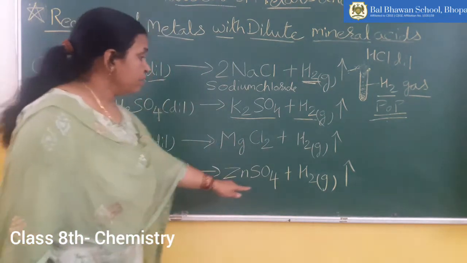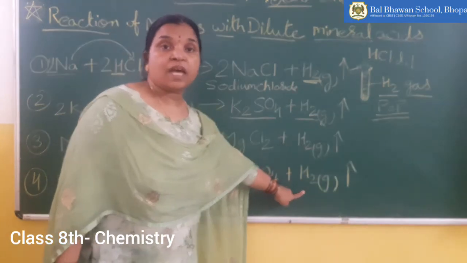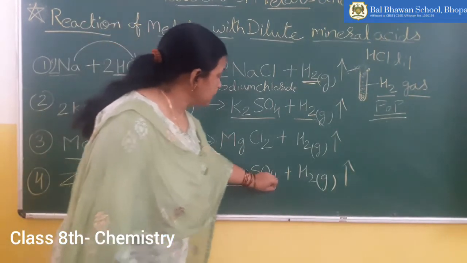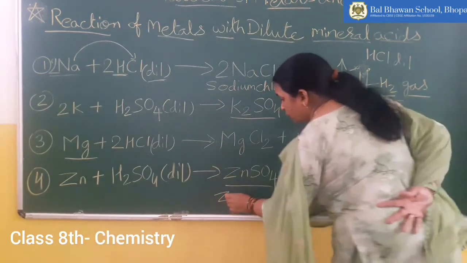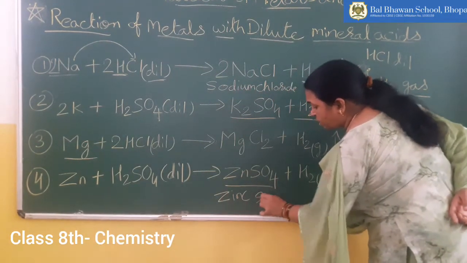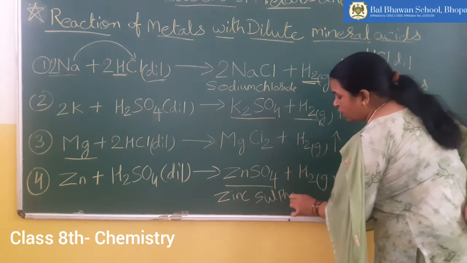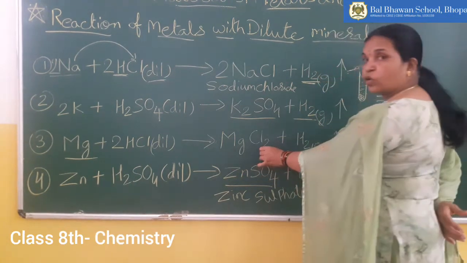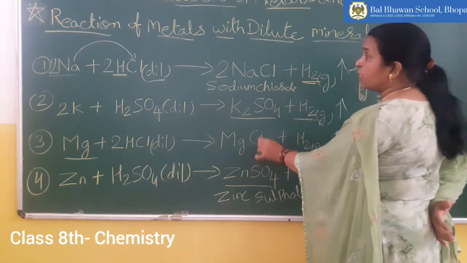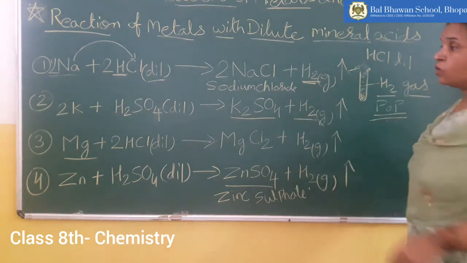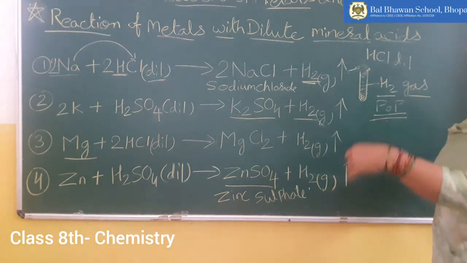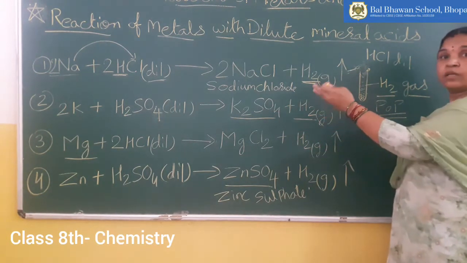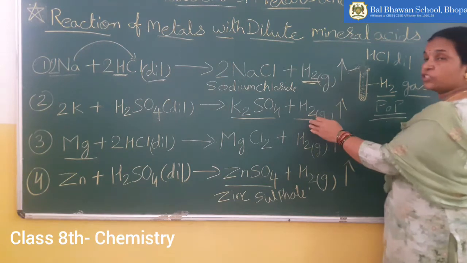Again we will find out that the produced gas is hydrogen gas, and the salt which is produced is zinc sulfate. What will be produced? Zinc sulfate. Children, you have to learn these names also. This is magnesium chloride, right? So, we can conclude from all this that metals react with acid to produce metal salt and hydrogen gas will be released.